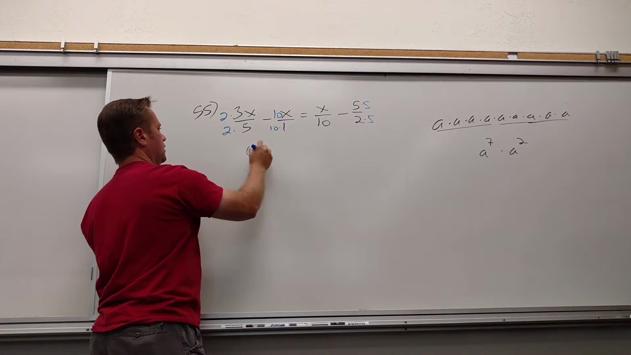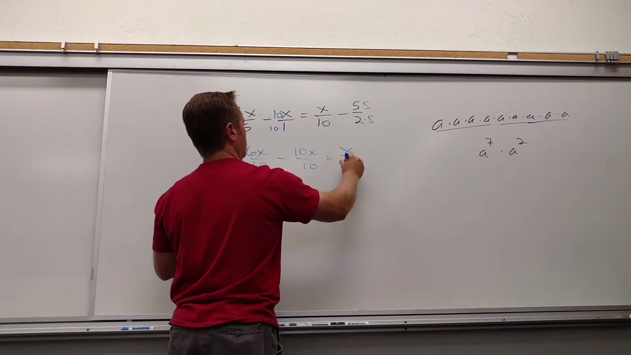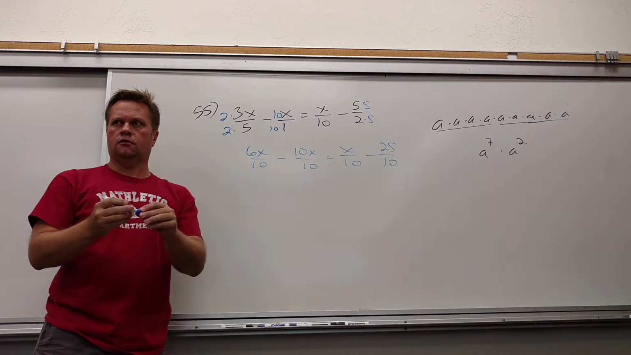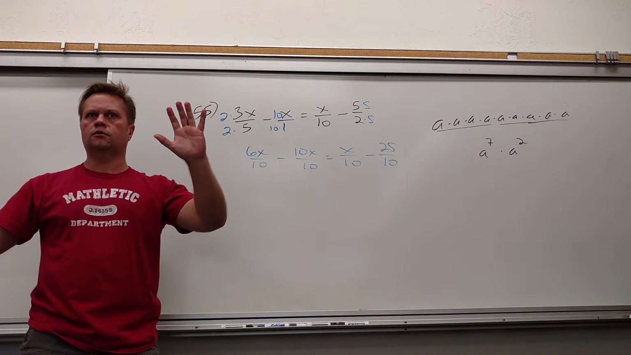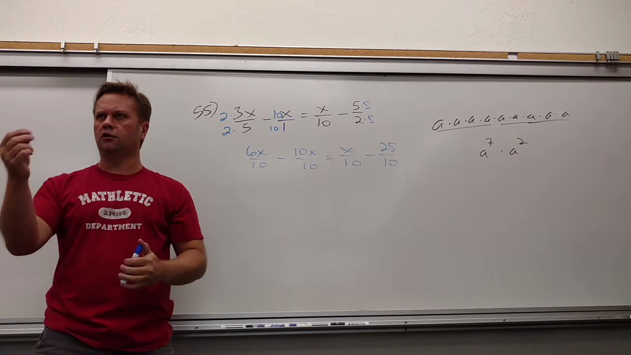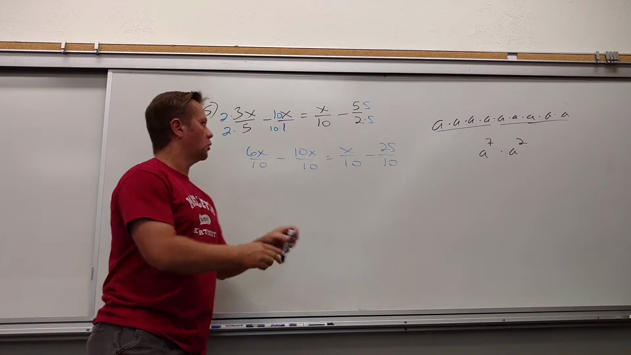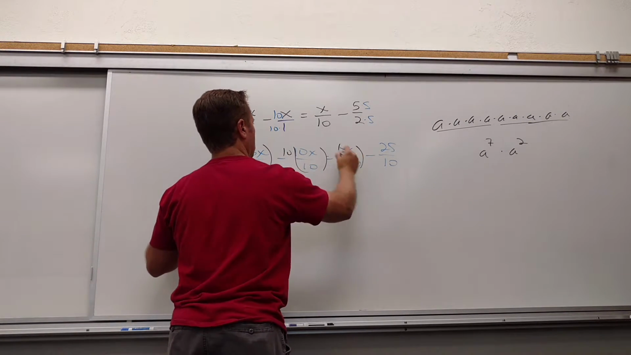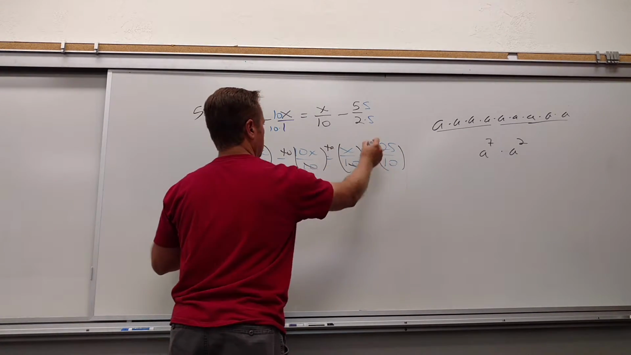So now you have 6x over 10 minus 10x over 10 equals x over 10 minus 25 over 10. And now you just do what to both sides? Multiply by 10. Everything's being divided by 10. That's what's making everything look gross. So I'm going to undo that. I'm going to say, screw that. Let me multiply by 10. Because now, bam, bam, bam, bam, bam, bam, bam, bam.